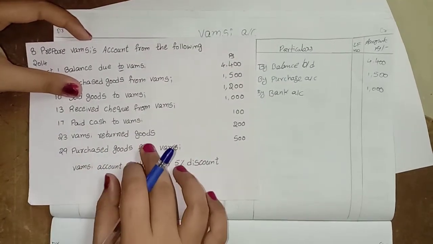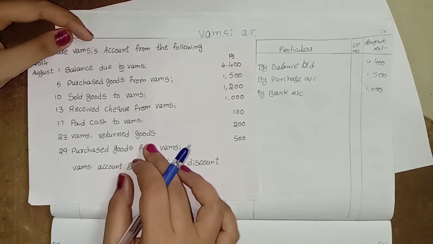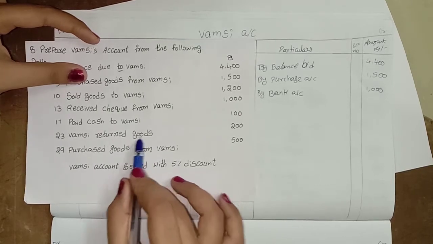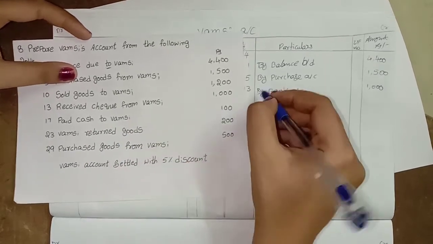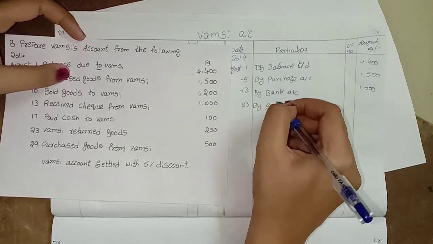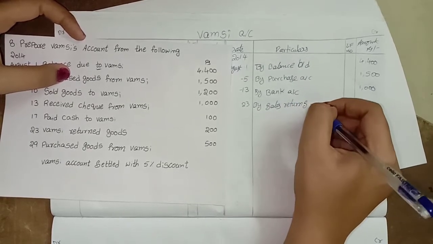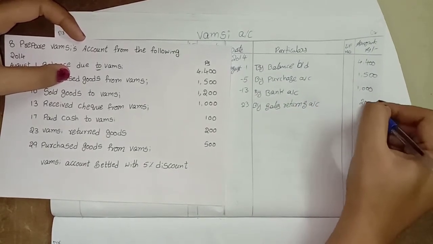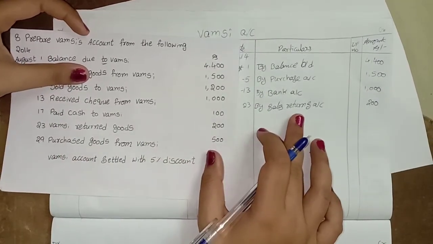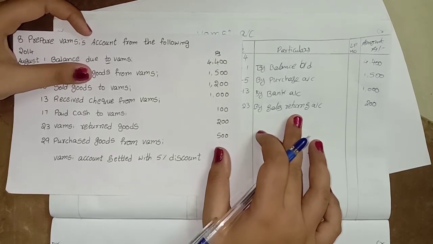Vamsi returned goods. Vamsi has returned the goods. So we sold some goods, he returned the goods. So that is sales returns. On 23rd, by sales returns, 200 rupees. The journal entry for sales returns is sales returns account debtor to Vamsi account.